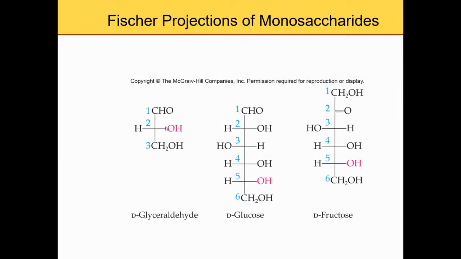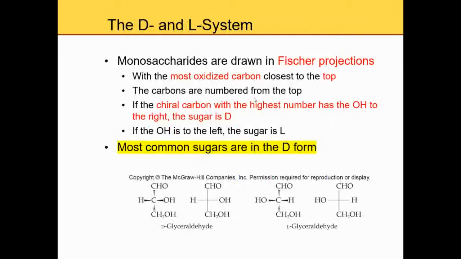And this is the Fischer projection of a monosaccharide. This is the most oxidized carbon, and this is the chiral center, with the hydroxyl on the right. That's a D. This is the most oxidized carbon on the top, and the furthest chiral center has the hydroxyl on the right, so it's D-glucose. And this one is also D-fructose. The most common sugars are in the D form. In the L form, look at this chiral center, the hydroxyl group is on the left, so it's L.